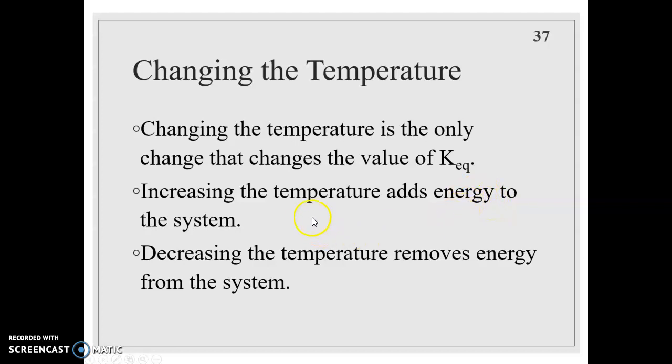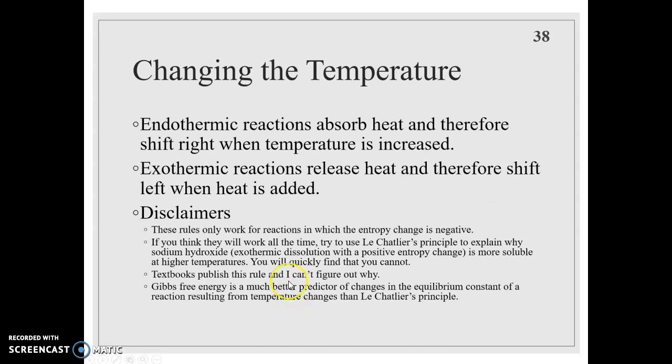Increasing the temperature, this is going to help you understand what's going on, hopefully. Increasing the temperature adds energy to the system, while decreasing the temperature removes energy from the system. So, what that means is that endothermic reactions absorb heat, and that means that heat is like a reactant for them, so they shift right when you increase the temperature. Increasing the temperature is like adding more of a reactant, so that causes the shift to go to the product side. Exothermic reactions release heat, so heat is like a product from an exothermic reaction. So those reactions are going to shift to the left when you add heat to them.